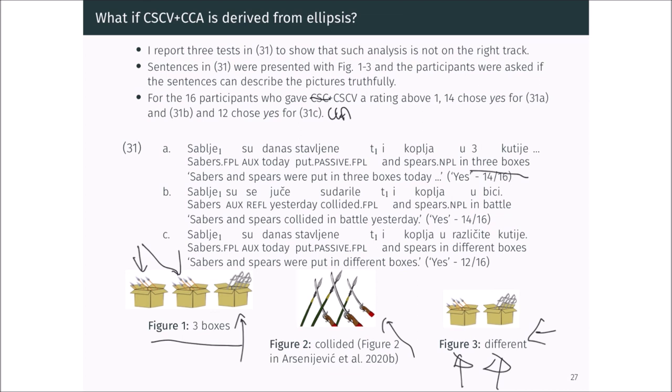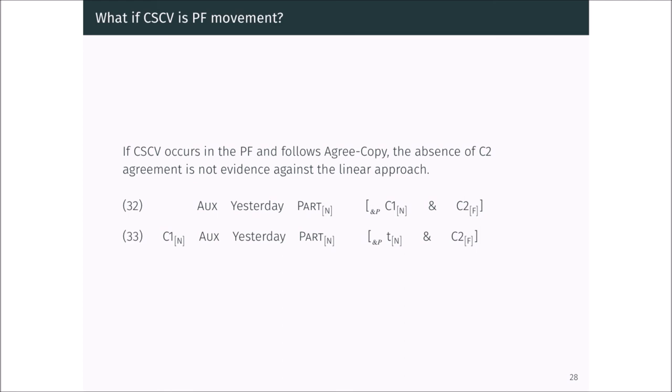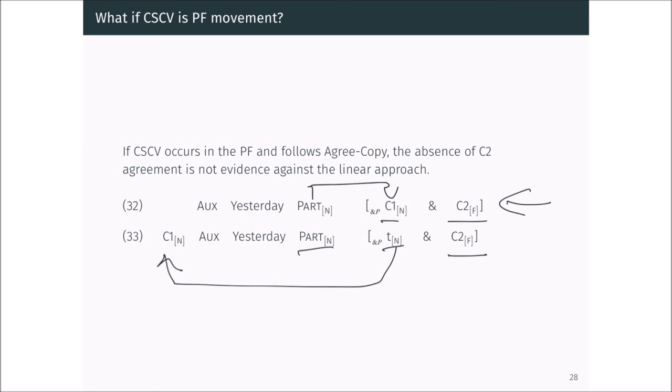The second alternative analysis for CSCV is that it's a PF movement. Notice that if CSCV occurs in the PF and follows a Greek copy, the absence of C2 agreement is not evidence against the linear approach, because we start with 32, where the CSCV movement hasn't happened. At this point, after linearization, the participle will copy the feature of the closest conjunct, then C1 moves away, right? Of course, C2 cannot agree with the participle, because at the point of agreement copy, C2 is not the closest conjunct. C2 is only the closest conjunct within the conjunction to the participle after the movement.